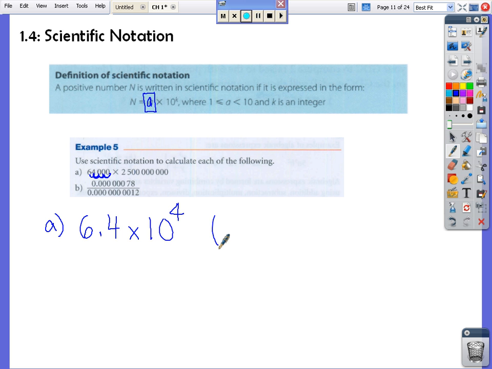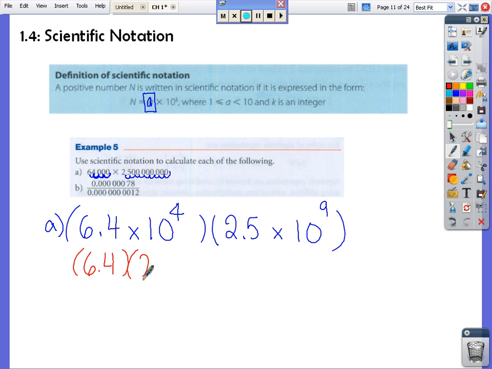multiplied by 2.5 times 10 to the 9. What's nice about multiplying in scientific notation is you can put your 6.4 in front, multiply by 2.5, multiply by 10 to the 4th, multiply by 10 to the 9th. So that takes care of having to multiply the 10 to the 4th and 10 to the 9th. Same base, it's just 10. The power is now 13 because we're going to add the powers.